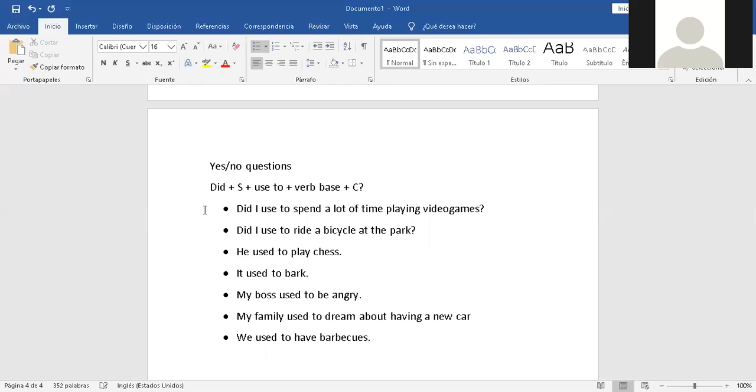Next one, please. Okay. Did he used to play chess? Nice. Next one. Did it used to bark? Y aquí ustedes le pueden meter complemento. At night, si quieren. Did it used to bark at night? Did it used to bark when someone came to the house?